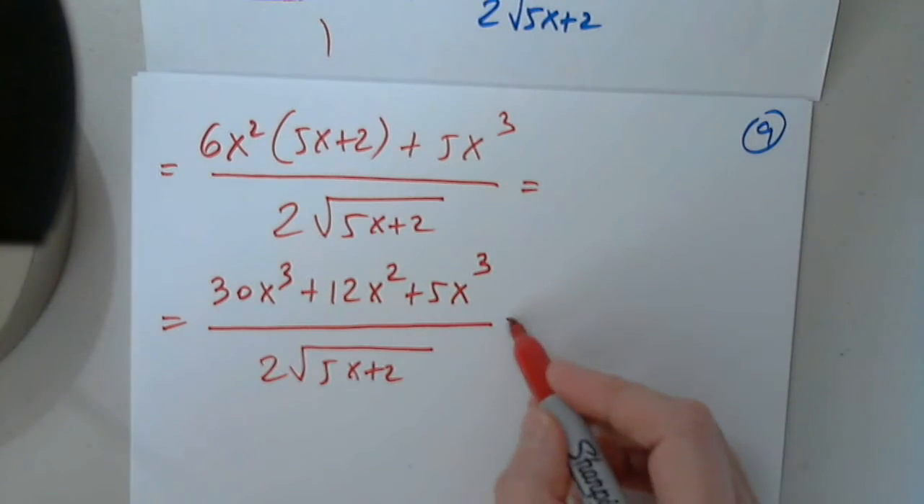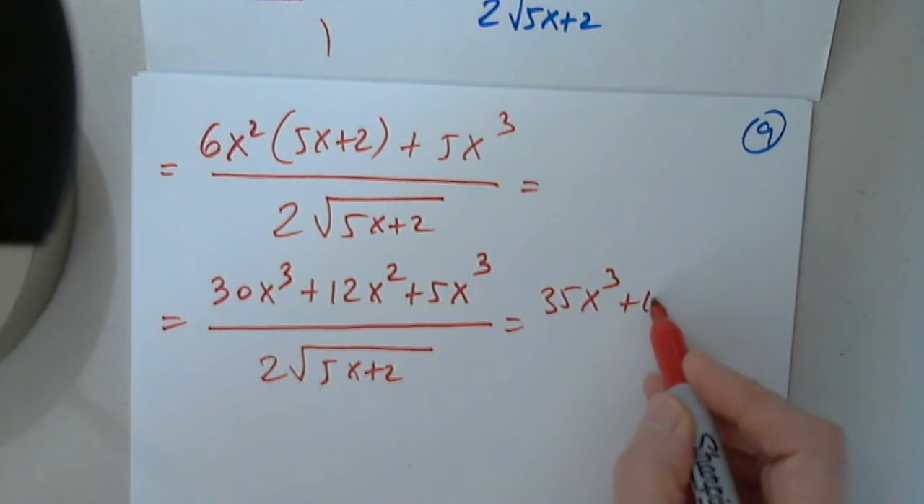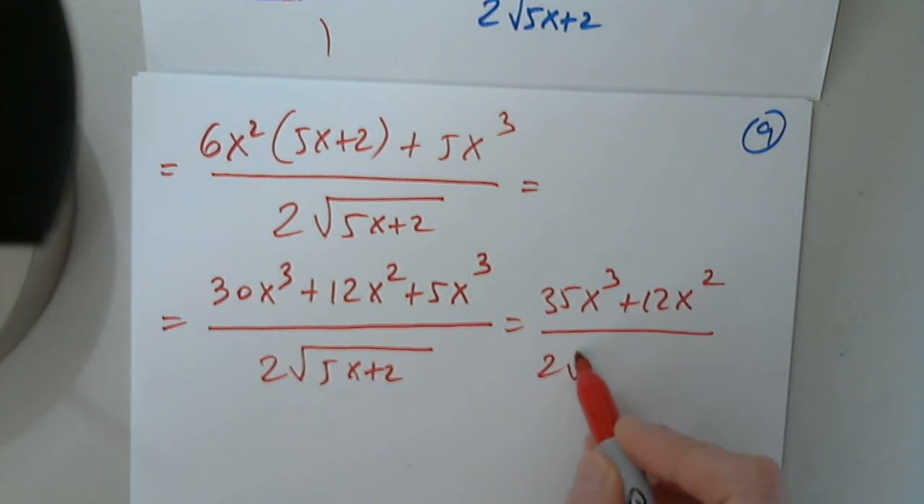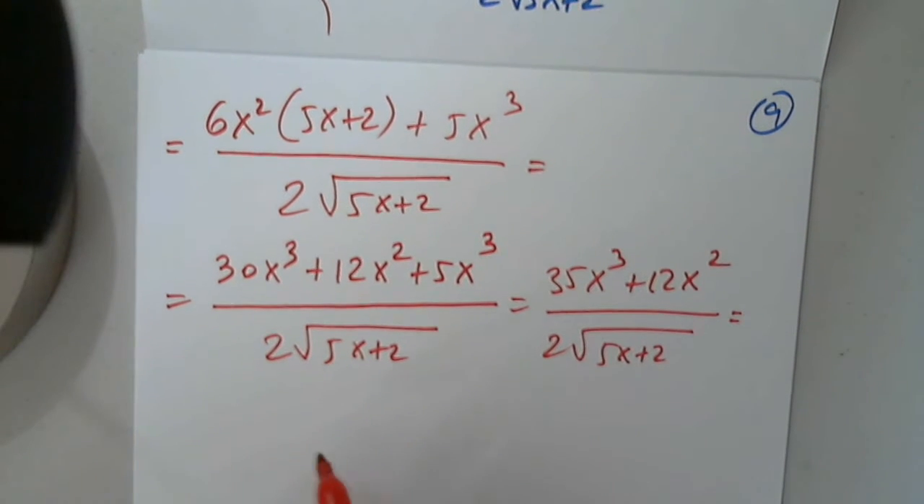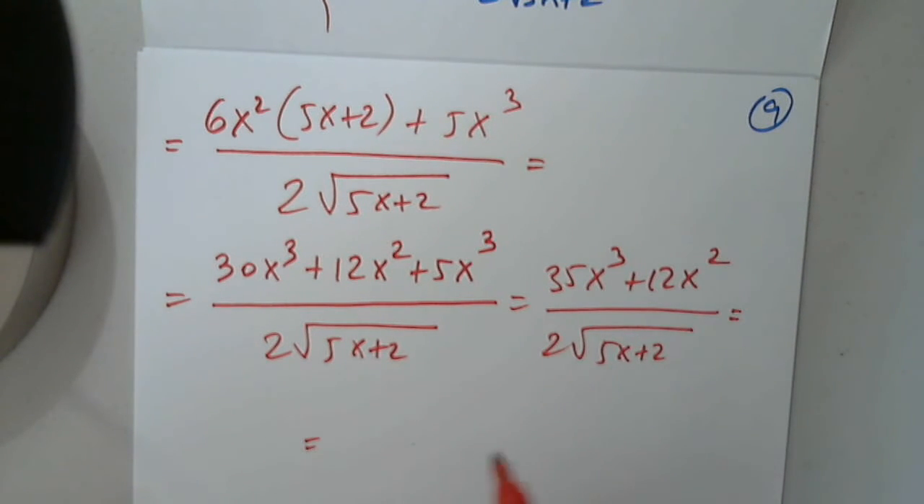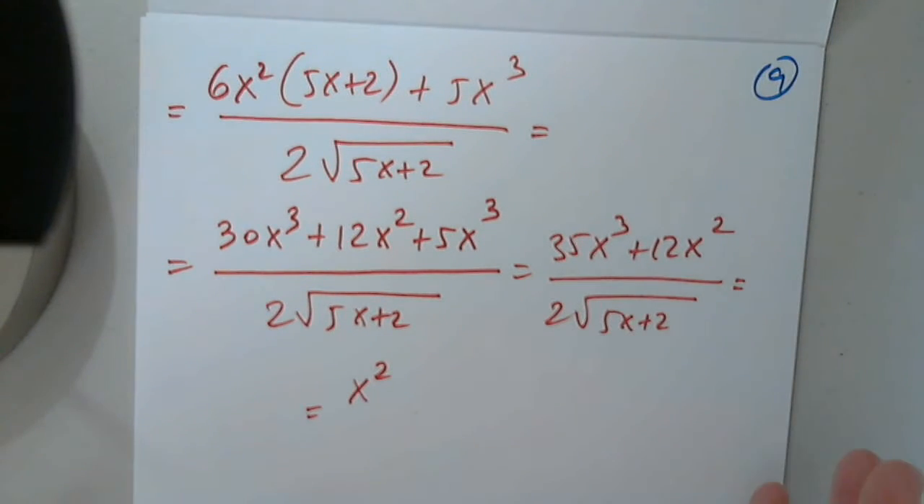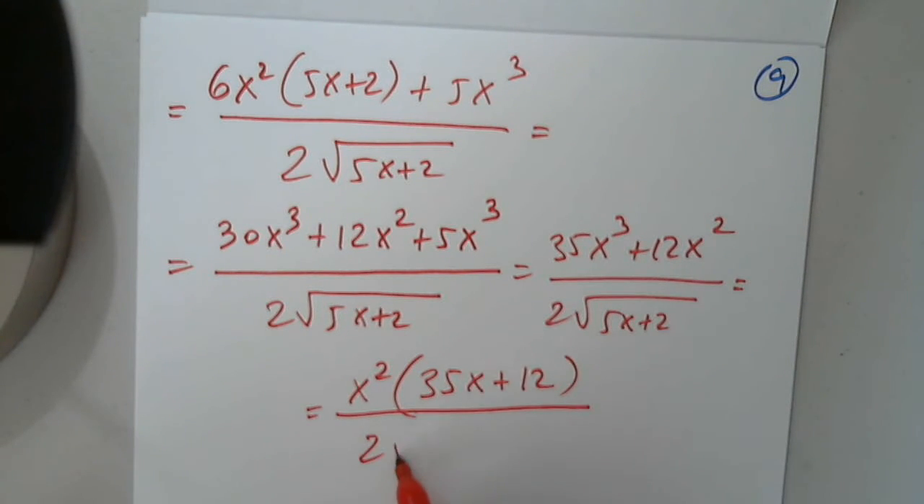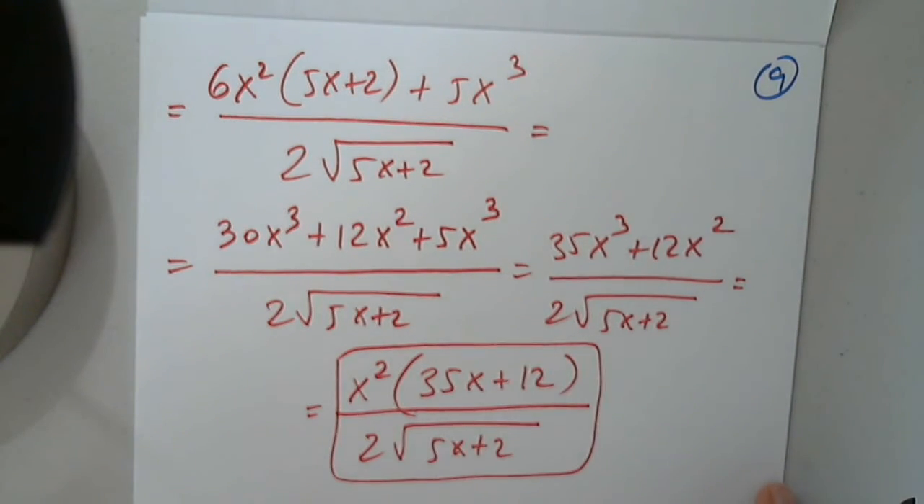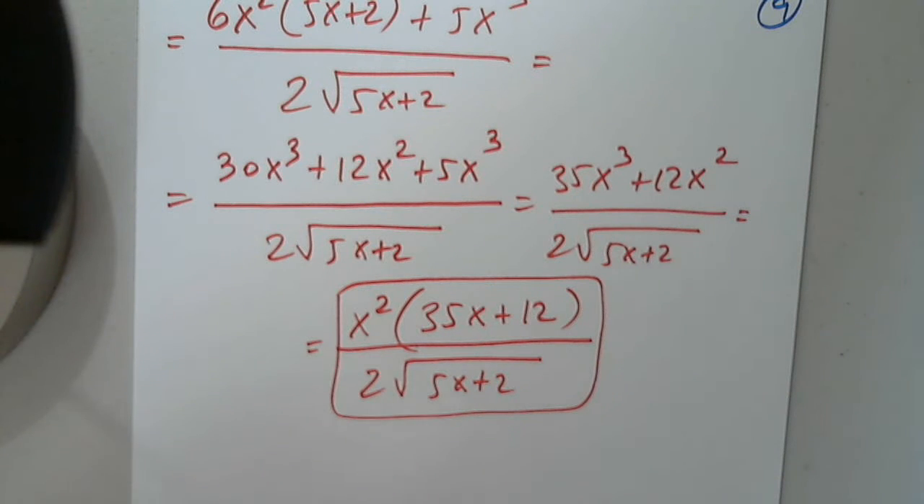So this is 35x cubed plus 12x squared. Please get used to always simplify by factoring. This is important now. Maybe not for this test, but for test 2, definitely. Factor out the greatest common factor, x squared times 35x plus 12, everything divided by 2 the square root of 5x plus 2. And this is it. So we don't need to rationalize the denominator? Very good point. No. That's perfect. That's good enough.